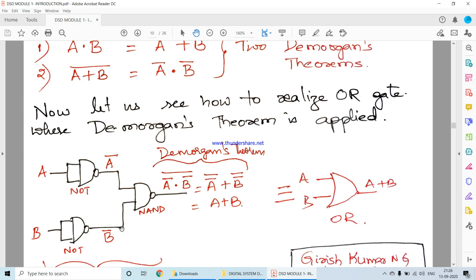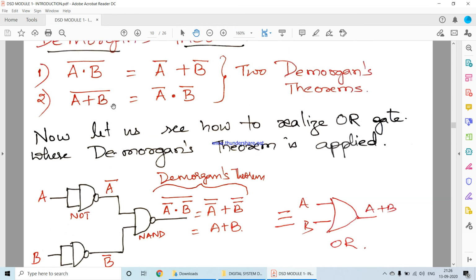A bar and B bar, the whole bar. That is the expression we get when we give A bar and B bar as an input to the NAND gate. Once we have A bar and B bar the whole bar, De Morgan's theorem says what? A and B the whole bar equals A bar plus B bar.